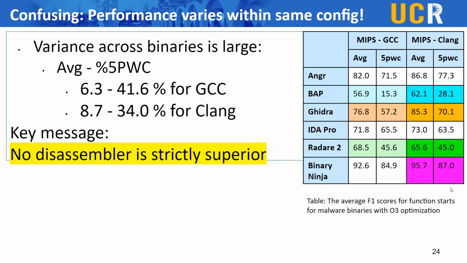And even for Binary Ninja, which seems to be the best performing disassembler among these disassemblers, you can see that for the MIPS binaries that were compiled with Clang, there is still a difference of 8%. So we want to just point out that due to this range, it is sometimes hard for us to confidently say which is the best disassembler to use for a particular given binary, even if we know which compiler was used and which compilation options were used for that binary, which is itself hard to find out in the first place.